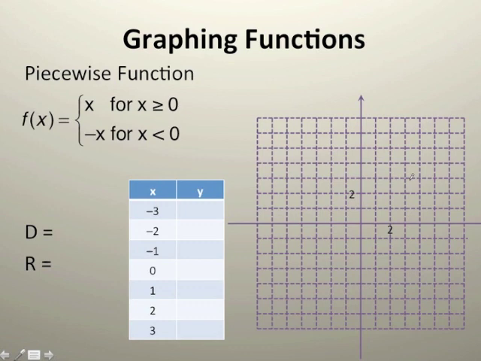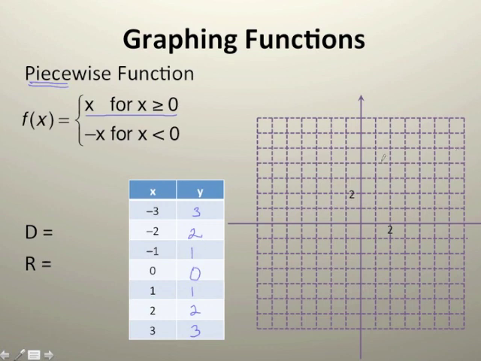Now, this is a legitimate function, but they get a little confusing. This is called a piecewise function. And the reason it's called a piecewise function is because we graph it in pieces. First, we look at this: f of x, y equals x, if x is greater than or equal to 0. So where x is greater than or equal to 0 is 0, 1, 2, 3. And we want it to be negative x if x is less than 0. So negative of -3 is 3, negative of -2 is 2, negative of -1 is 1.